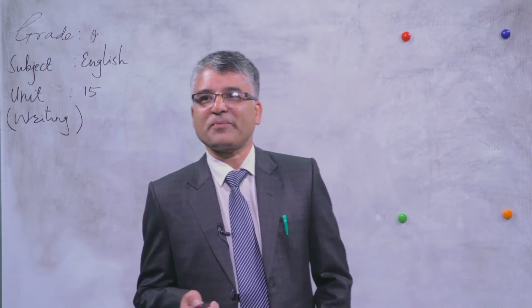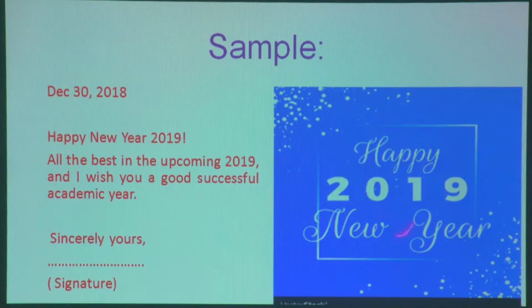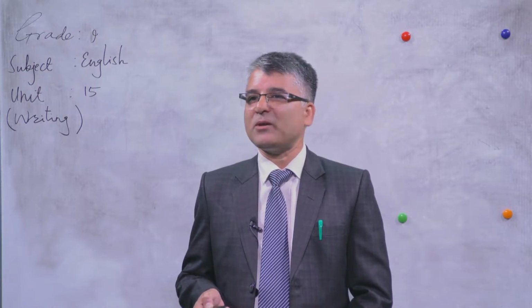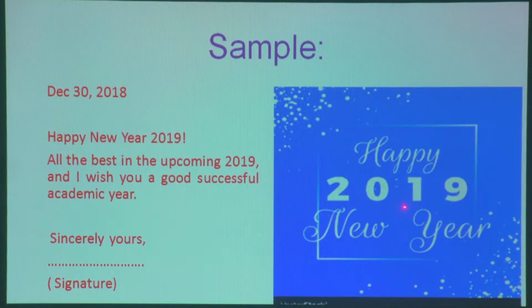So let's see. This is a sample postcard, right? What is written here? Happy New Year 2019, twenty nineteen. This postcard was used by someone while sending the wish of Happy New Year, at the beginning of 2019. So what do you see here? You see December 30, 2018. On the eve of the New Year, this message was written. So what is the main message? The main message is Happy New Year 2019.